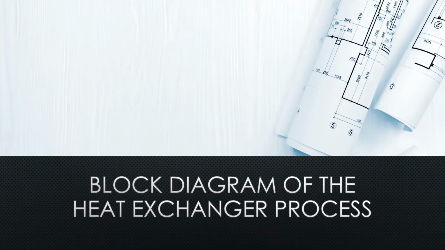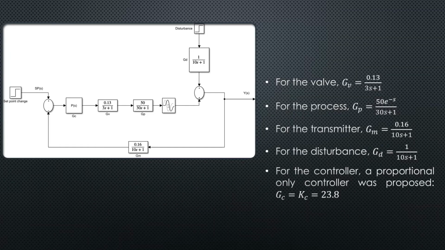The block diagram for our process is in the form of a control loop. The transfer function of our valve is 0.13 over 3s plus 1. Our process is in the form of a first order plus dead time, which is 50 e^(-s) over 30s plus 1. The transmitter is 0.16 over 10s plus 1, and the disturbance is 1 over 10s plus 1. A P-only controller was proposed which has a Kc value of 23.8.